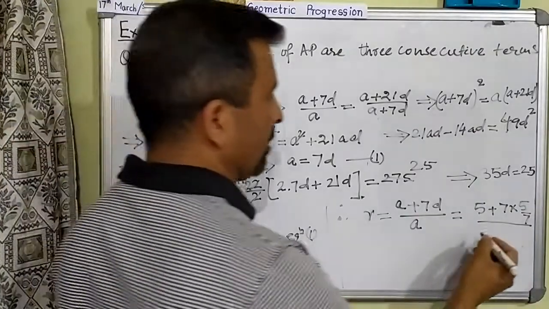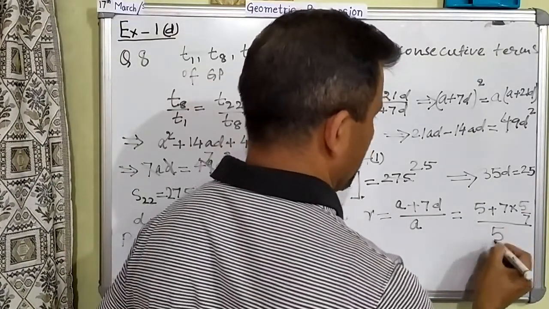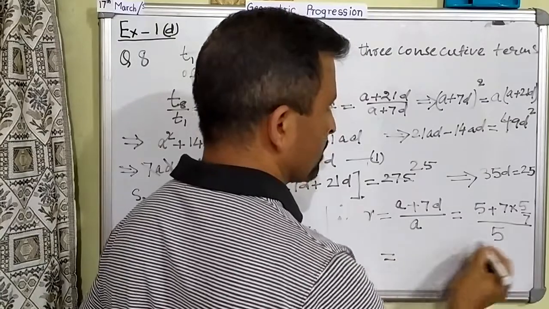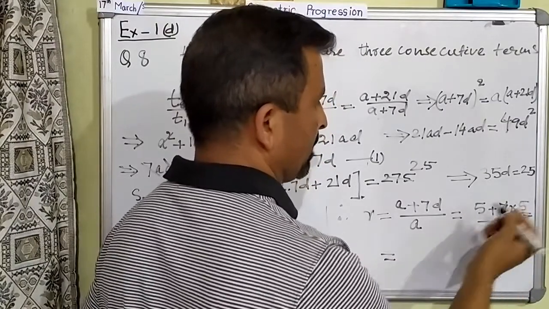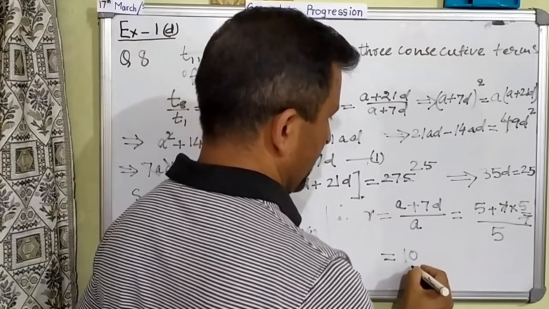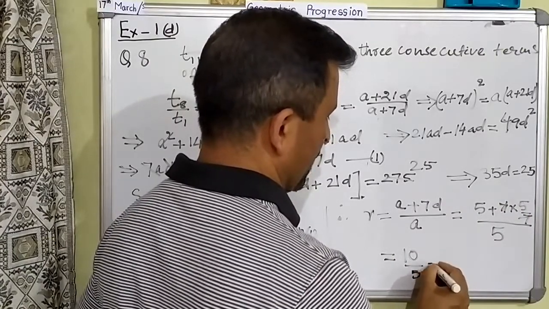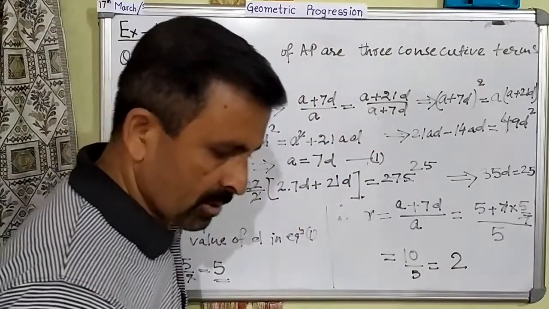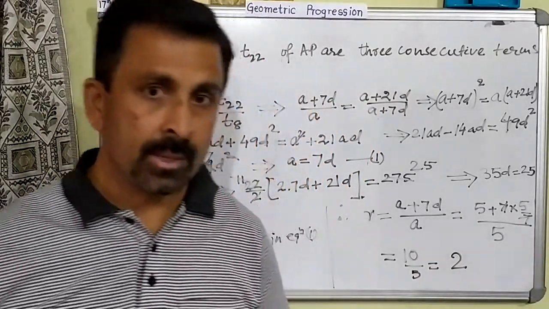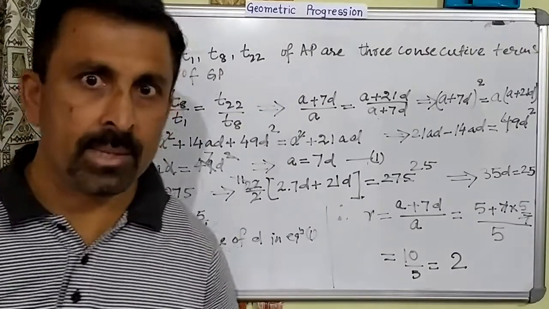And A is 5. A is 5 is equal to this, 7 is cancelled. So you are left with only 5. So 5 plus 5, 10, and then divided by 5. Therefore, your common ratio is 2. This is your common ratio. Is it very clear? Thank you.